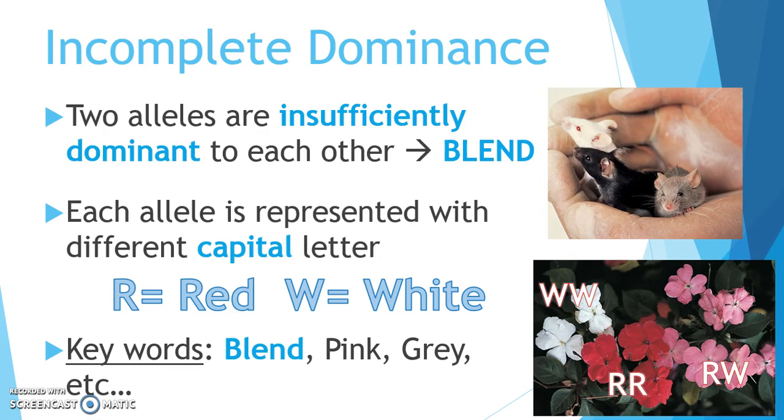Same thing can apply to these mice. There are white mice, there are black mice, and then there are gray mice, BW. If you notice that these genotypes are very similar to the genotypes of a codominant problem, and that would be correct. But you need to be sure that you are interpreting the problem appropriately so that when you look at the heterozygous individual, you are not saying that they are black and white. Instead, they are gray. Okay, or they're not red and white, but they're pink.